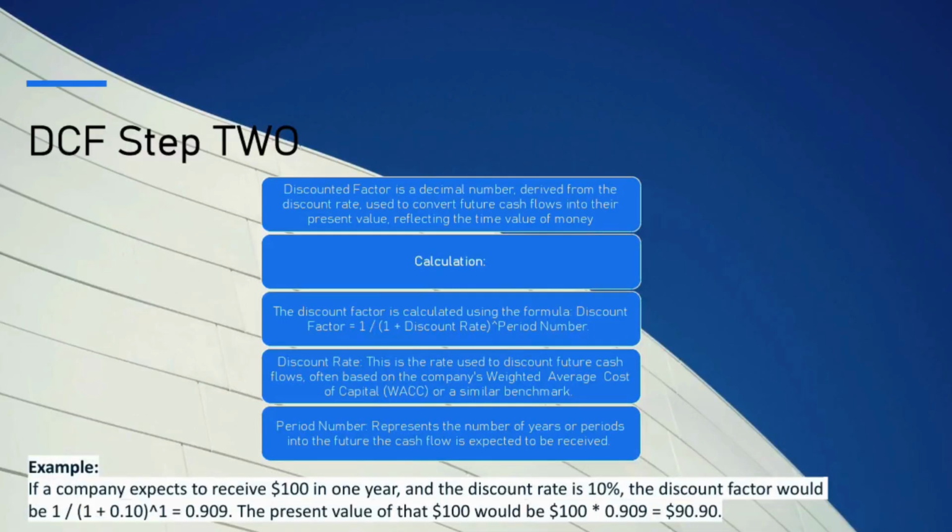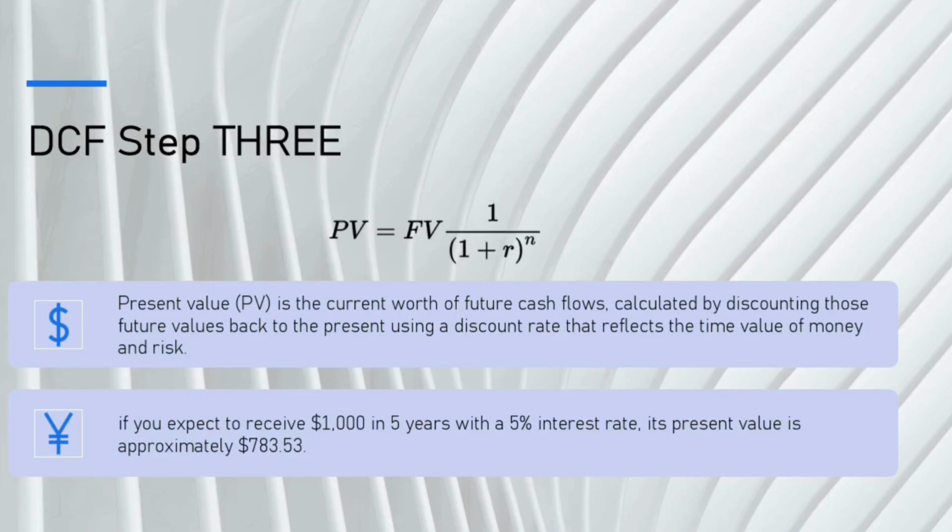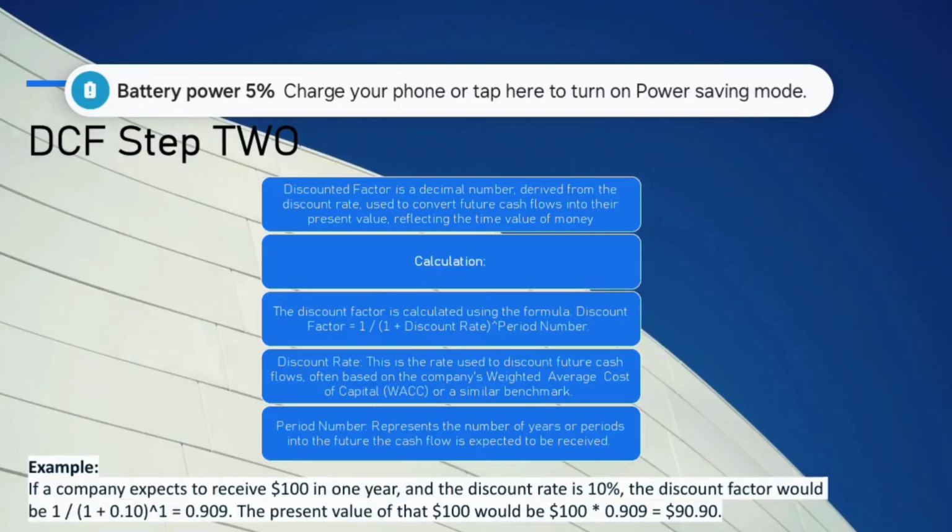Okay, let's move to the next step. The second step is the discount factor. Discount factor is used to find out the present value. To know about discount factor, we need to first understand present value. Okay, wait a second.